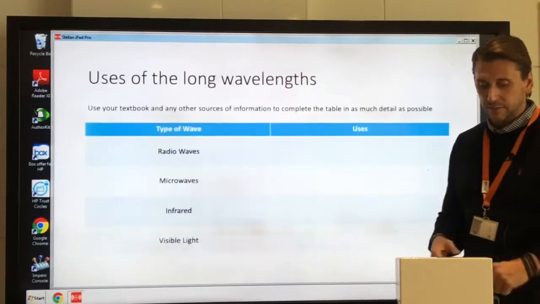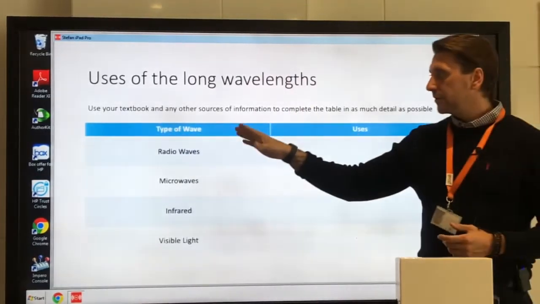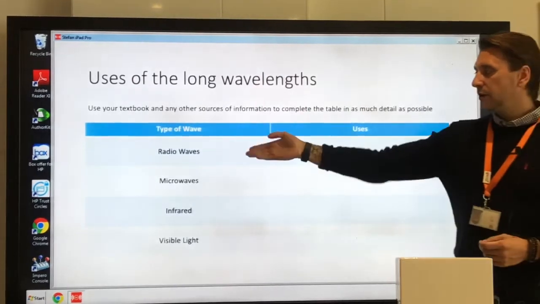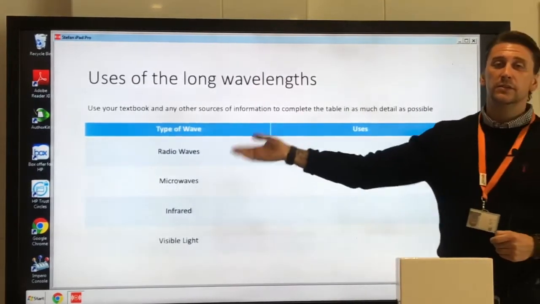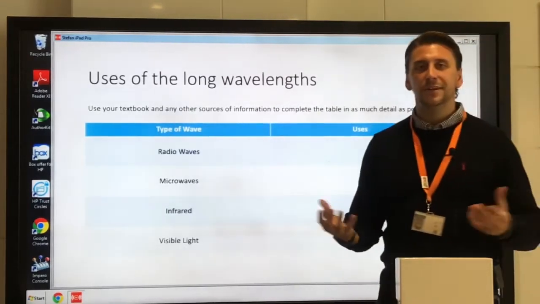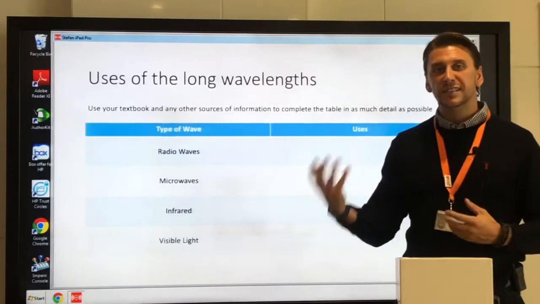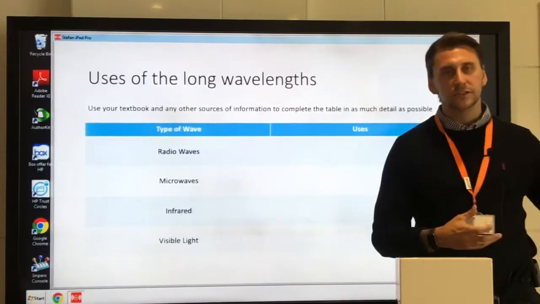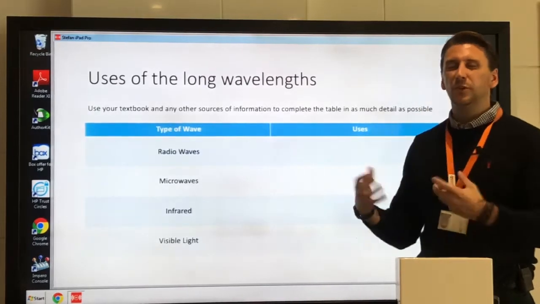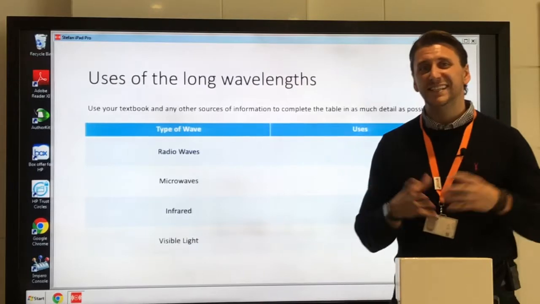Even though we can't see them, we can still use them. So if we fill in this table with uses of radio waves, microwaves, infrared, and visible light, we'll start with the longest wavelength EM wave, which is radio waves. What are the uses of radio waves? It's very obvious that most of the time radio waves are used for transferring sound and music and the signals from radio stations to people's cars, to the radios people have in their homes. So we're just transferring information around, usually around a city.